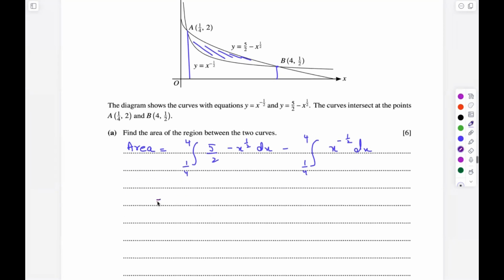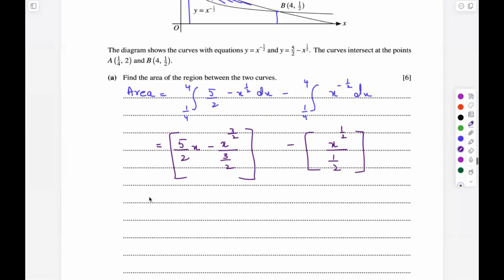First integrating the first equation, that will be 5/2 x, and increasing the power of x to the power 1/2 by 1, that becomes x to the power 3/2, divided by 3/2. Now integrating the second equation, increasing the power of minus half by 1 becomes 1/2, and dividing by 1/2, the 2 comes in the numerator. So before applying the limits, we can write this as 5/2 x minus 2/3 x to the power 3/2, minus 2x to the power 1/2.